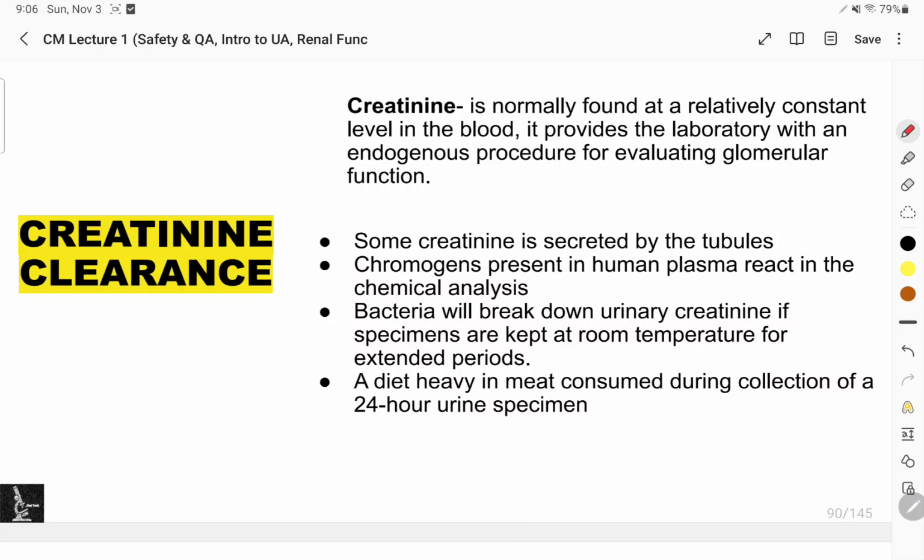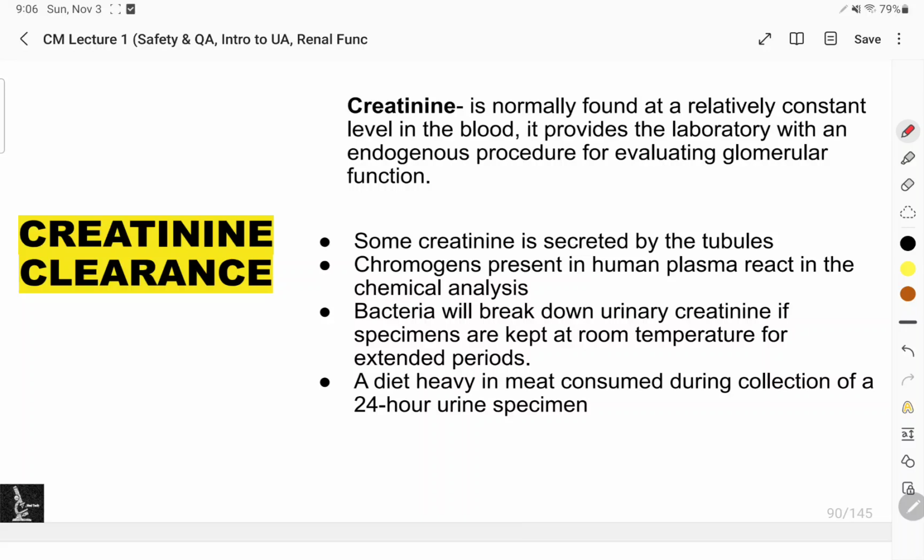Okay? But ang problem lang is some creatinine is secreted by the tubules. Okay? And also there are some chromogens that are present in the plasma that may react during chemical analysis. So interferences na pud. And also if bacteria present sa sample, bacteria will break down urinary creatinine if specimens are kept or stored at room temperature.